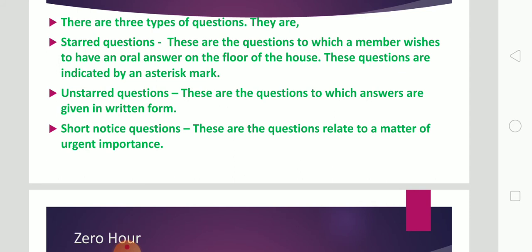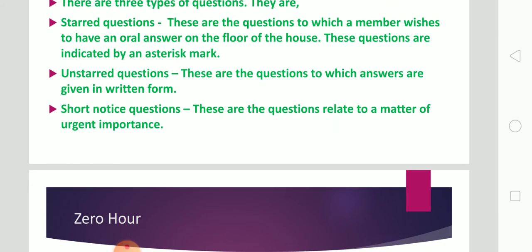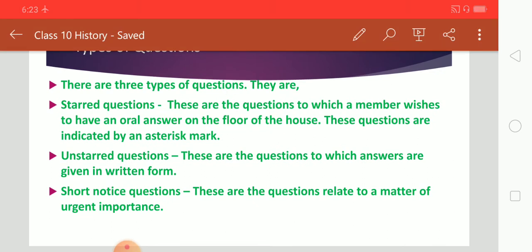The last question is called short notice questions. These are the questions related to a matter of urgent importance. These questions will be given at least 10 days before the day of asking the question. So these are the three types of questions: starred questions, unstarred questions, and short notice questions.